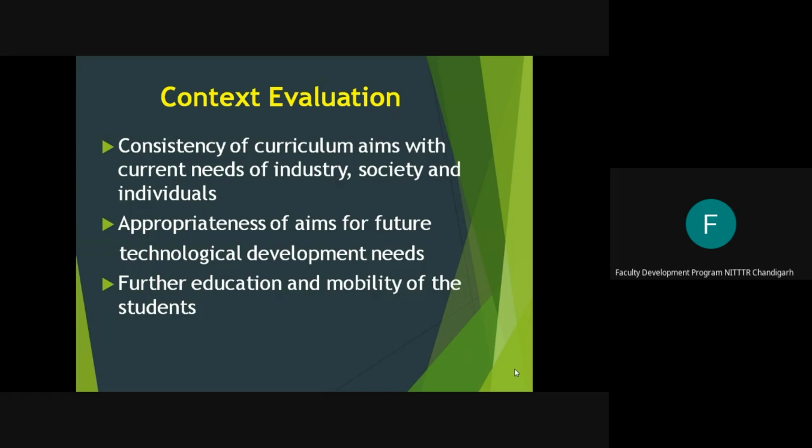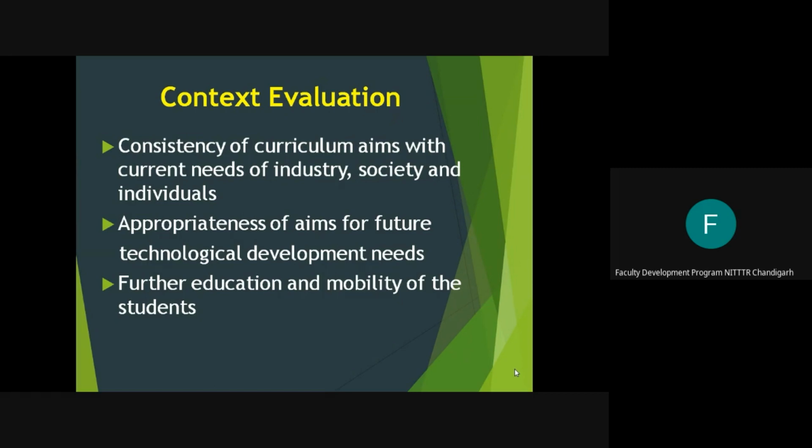Whether my curriculum is appropriate for further education and mobility of the student. If our students are at diploma level, I expect that at the end of the program, they will be holding a supervisory position. But what is going to happen after 5 years, after 10 years? Maybe they would like to go in for further education, further mobility. They will be managing higher positions. So is my curriculum training them so that they can move up the ladder, so that it is helpful to them in their career growth?